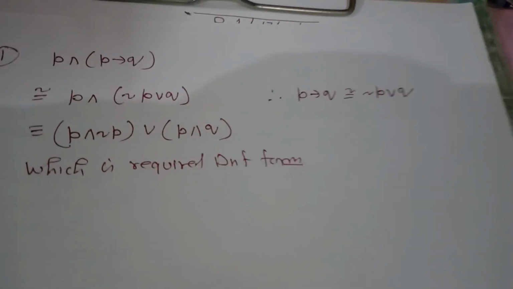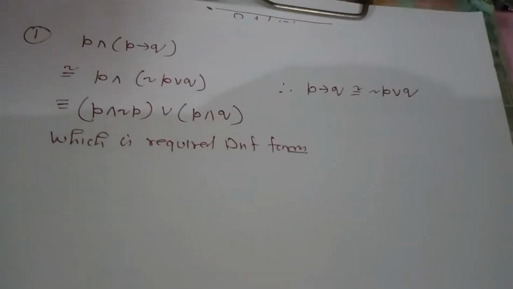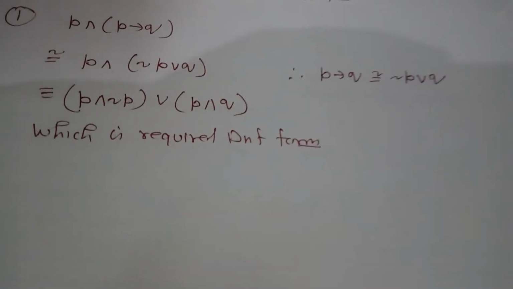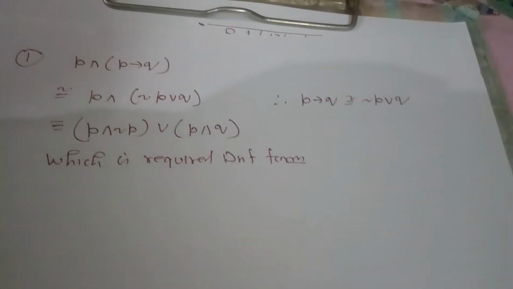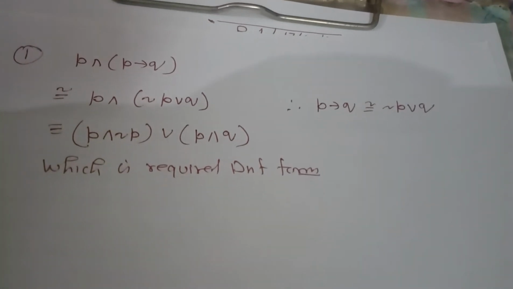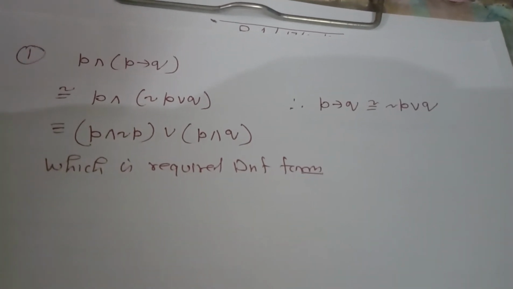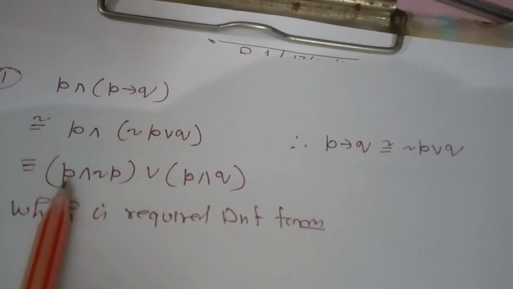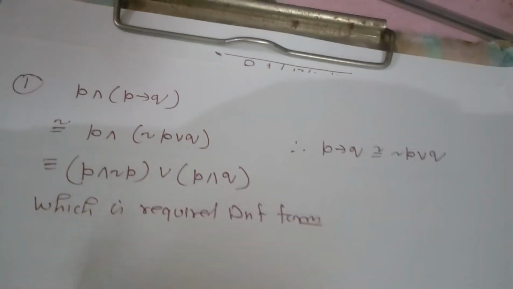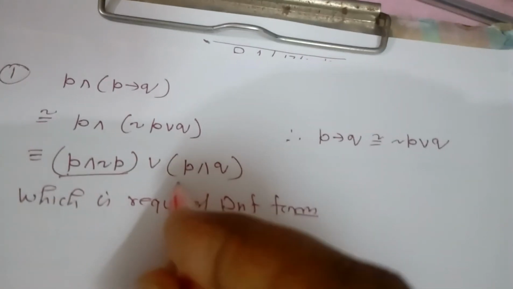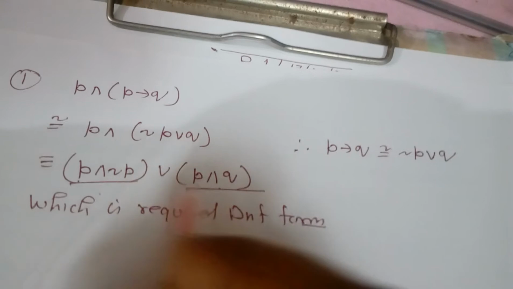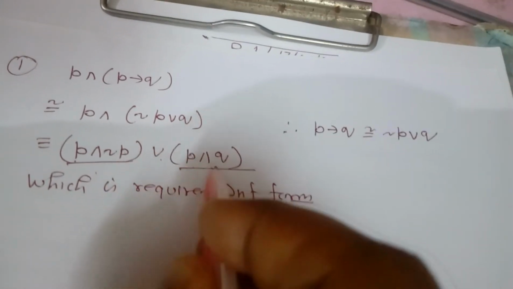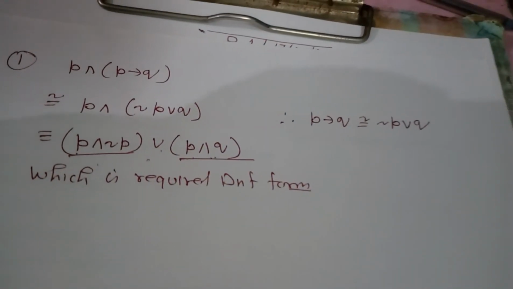Now the question arises here, how do we know that this given form is a DNF? In DNF, all the given statements or propositions are connected by the connective disjunction. Here we can see that there are 2 compound statements, first in this bracket and second in this bracket. Both brackets are connected by the connective disjunction, so this will be the disjunctive normal form.